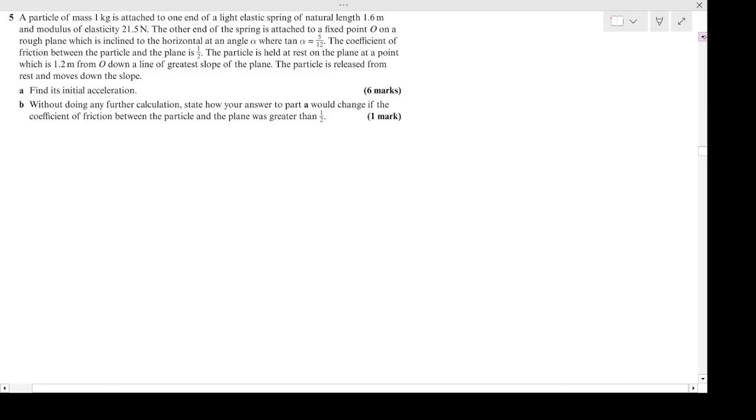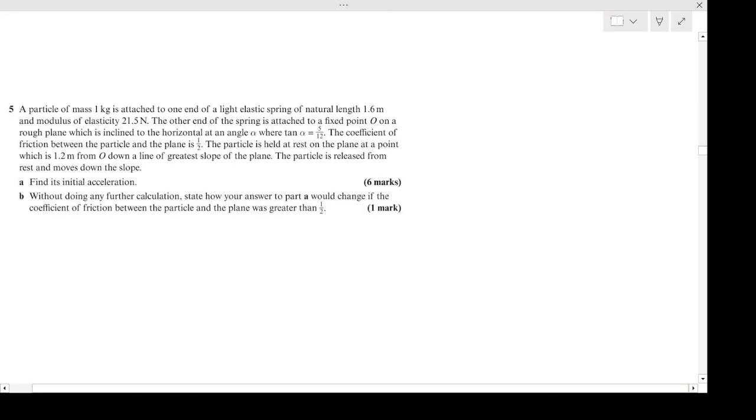Then we've got this question here. I'm told a particle of mass 1 is attached to one end of a light elastic spring of natural length 1.6, modulus of elasticity 21.5. The other end of the spring is attached to a fixed point O on a rough plane inclined at an angle alpha. The coefficient of friction is 1/2. The particle is held at rest at a point 1.2 meters down from O. The particle is released from rest and moves down the slope. Find its initial acceleration. It's going to be very similar to the last question.